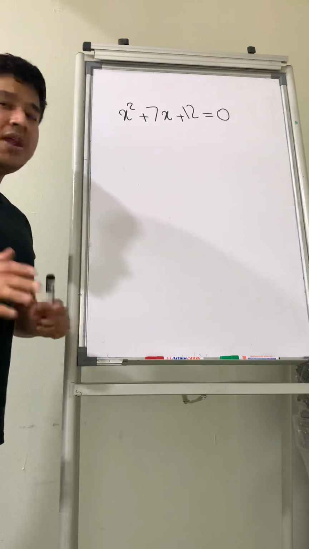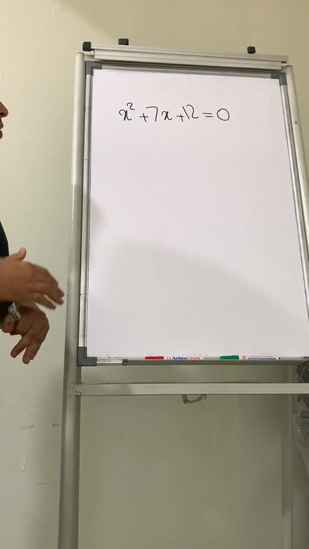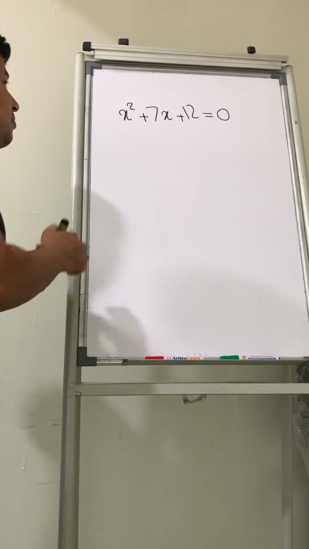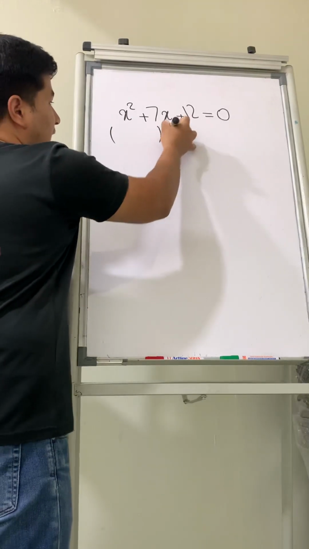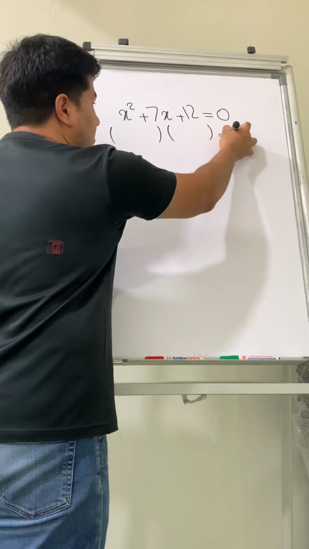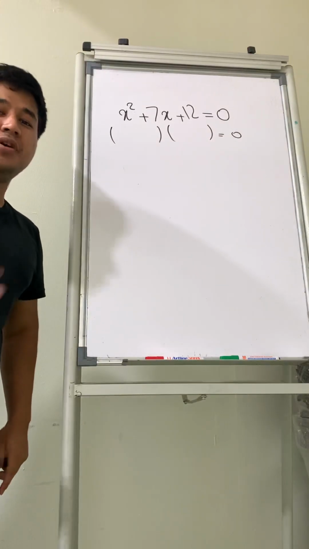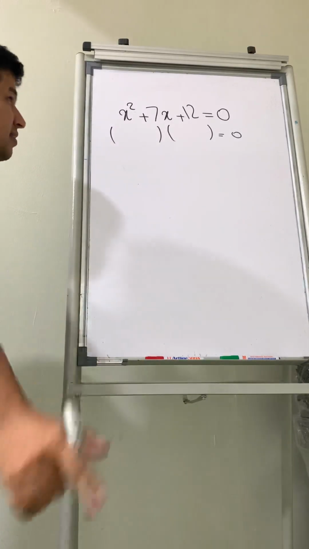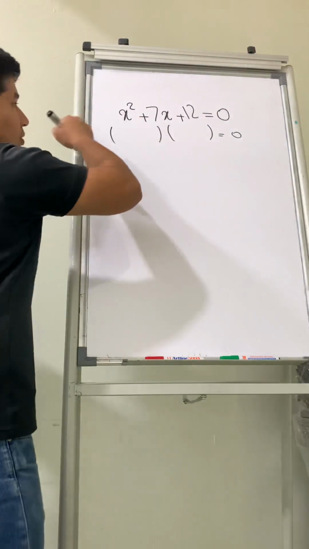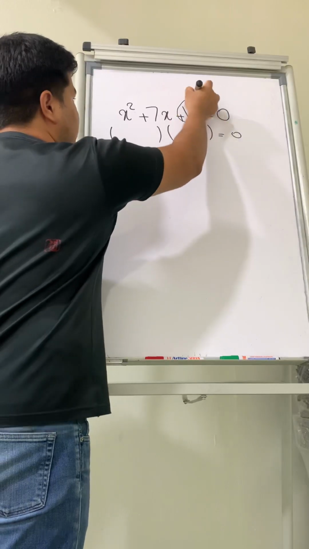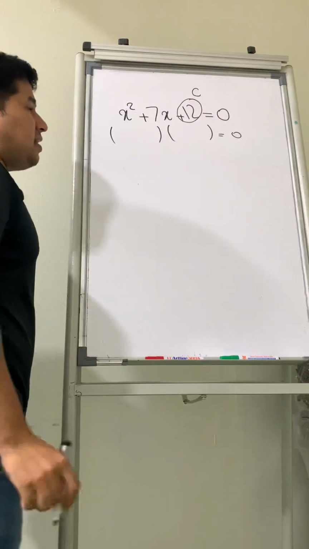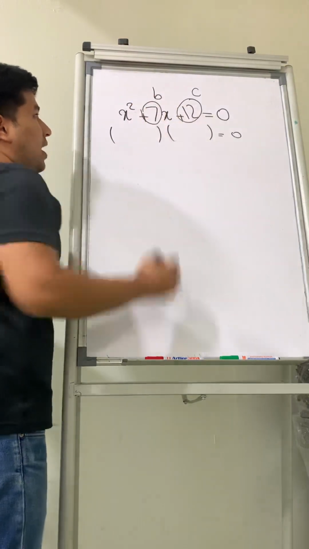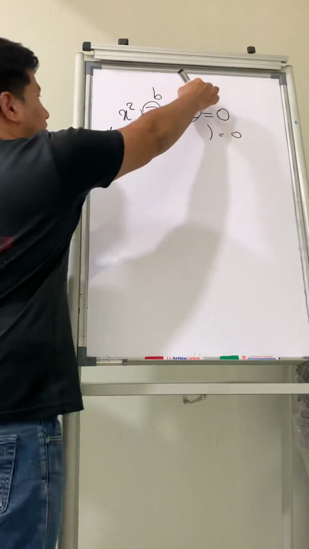Okay, so whenever there is a quadratic equation, you need to factorize it, and you should have two different brackets. So this is the first step that you should do: put two different brackets. Second step, you should go back to the formula and look at the value c, okay, and look at the value b.